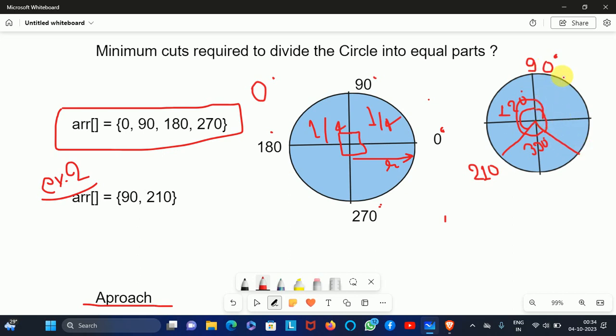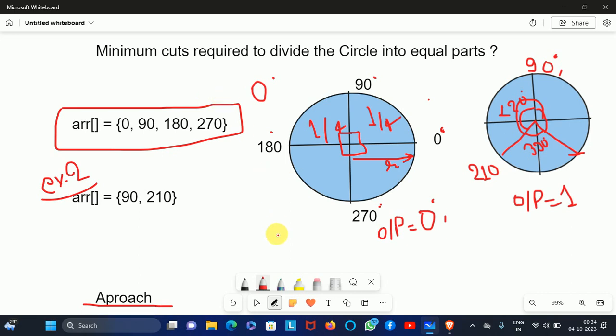So we can easily see that one more cut is required to divide the circle into 3 equal parts. So the output of this case is 1, and the output of the first array is 0. I hope you have understood the question.